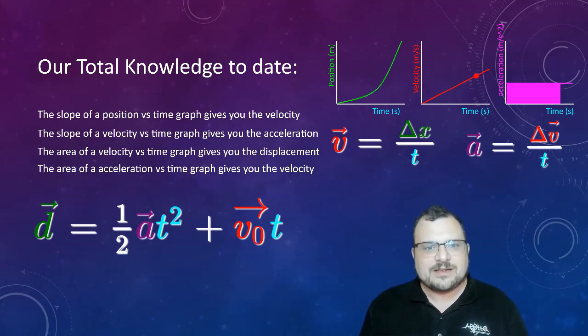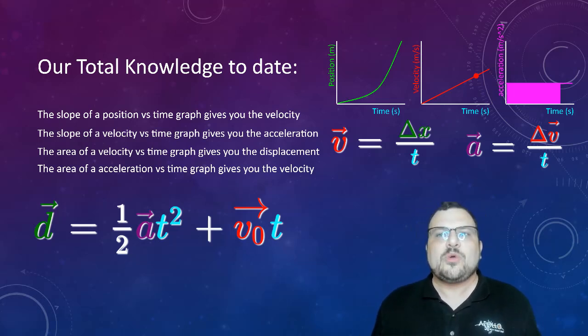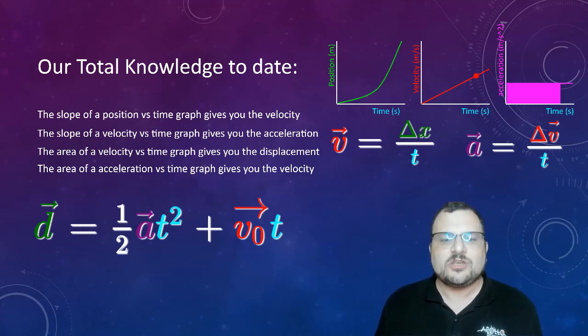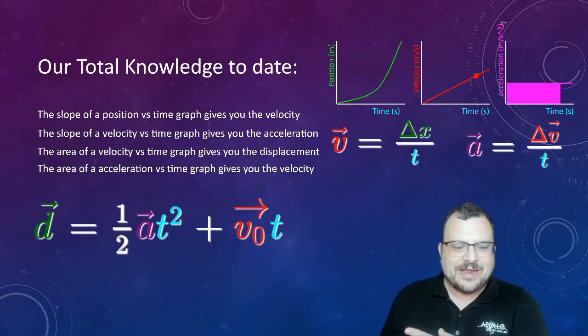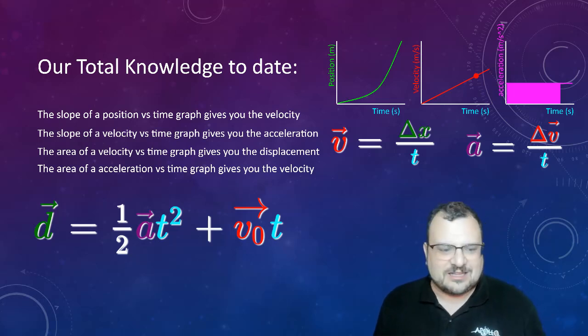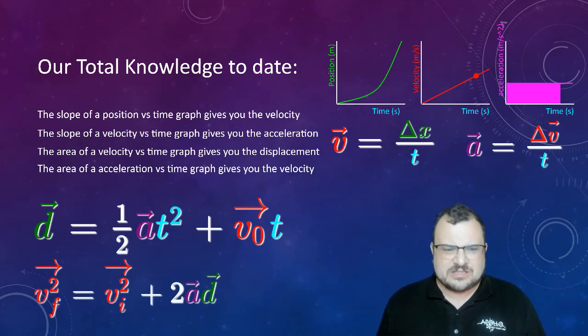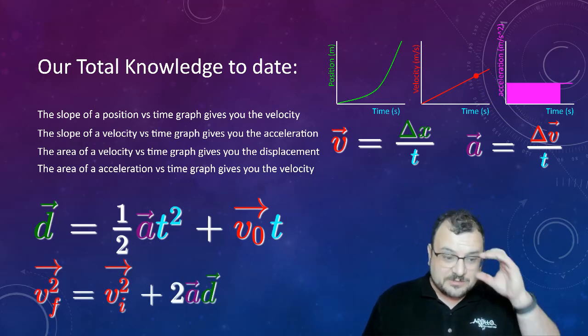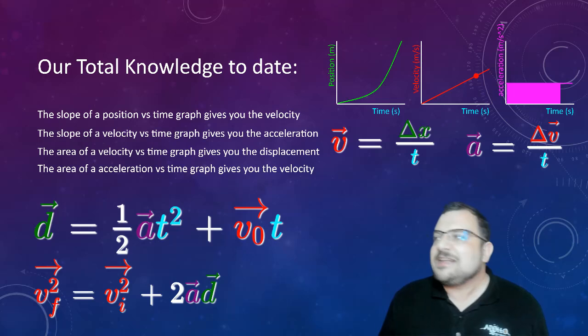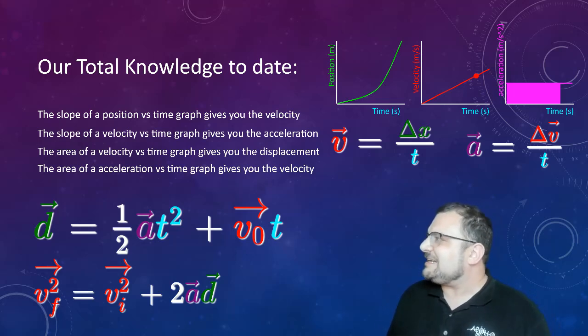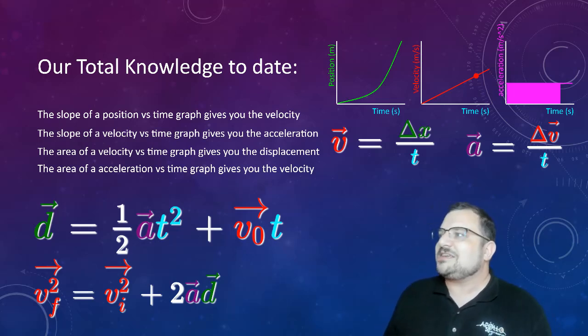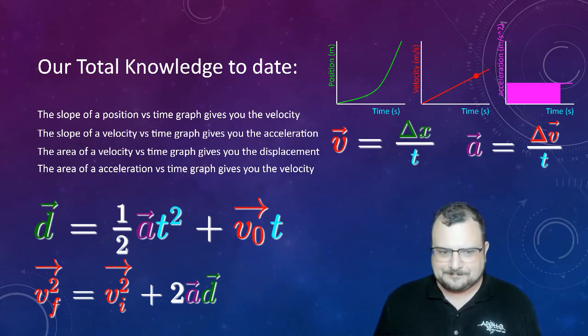Now this is a very important bit. That only worked because the acceleration in those problems was 0. If you have a problem where there is acceleration going on, you have to use this full equation with that acceleration term in there. We also have another kinematic equation. This is sometimes called the time-independent kinematic equation because, well, time isn't in there. It's velocity final squared equals velocity initial squared plus 2 times the acceleration times the displacement.